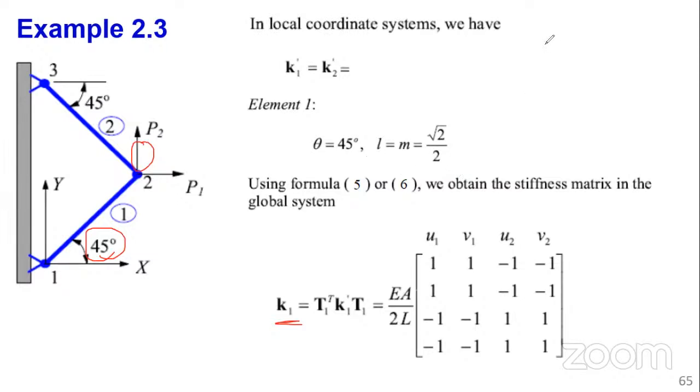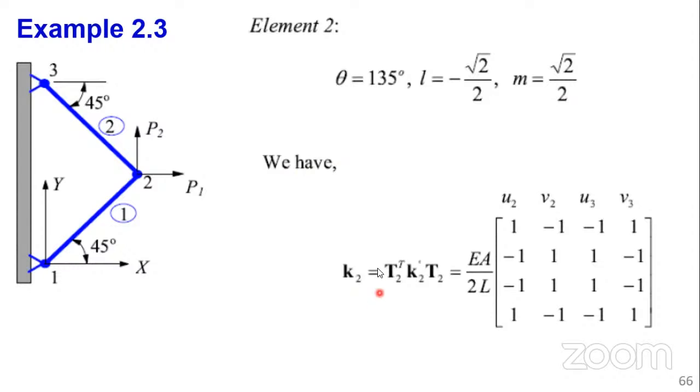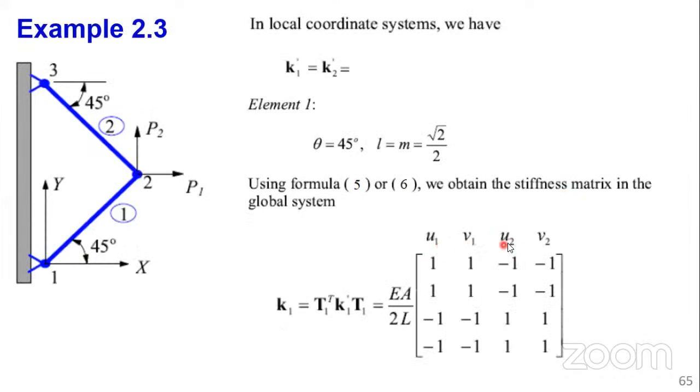Okay. So you do that for element 2. You do the same for element 2. Beta is 135. You get what is L, what is M. So basically now you get K2 as shown here. You see, we are utilizing this global coordinate system here because we have already now moved to the global. This is in the local side, this is in the global side. So U2, V2, U3, V3. This one had U1, V1, U2, V2.